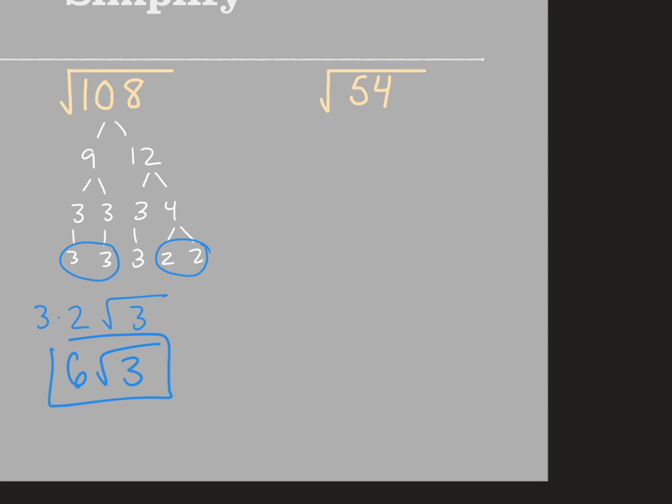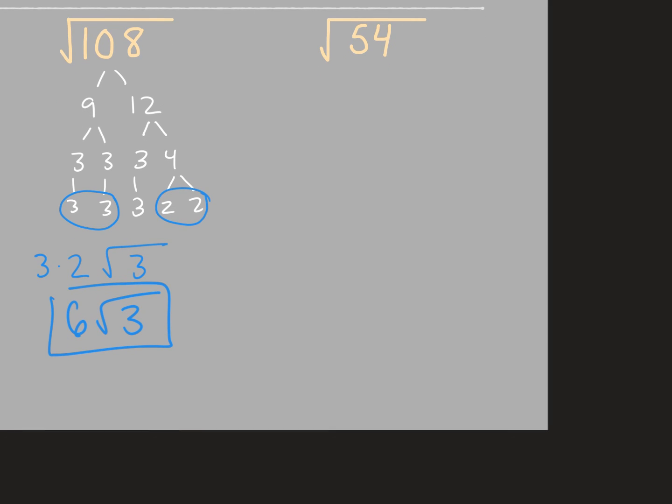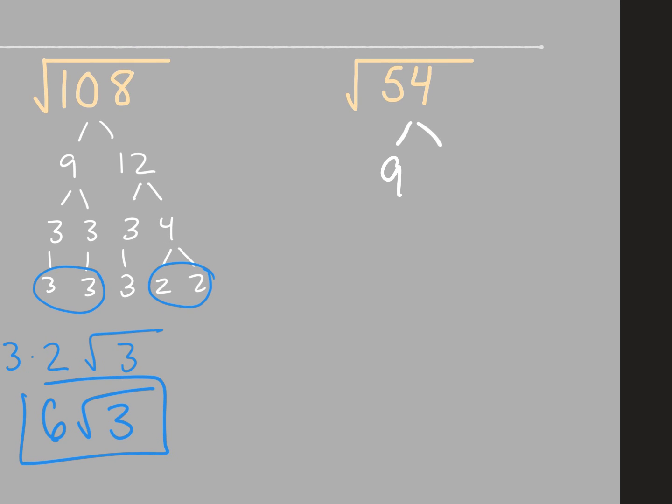All right, next. What are factors of 54? 6 and 9. What are factors of 9? 3 and 3. And factors of 6? 3 and 2. What am I going to circle? How many 3s? Just 2 of them.